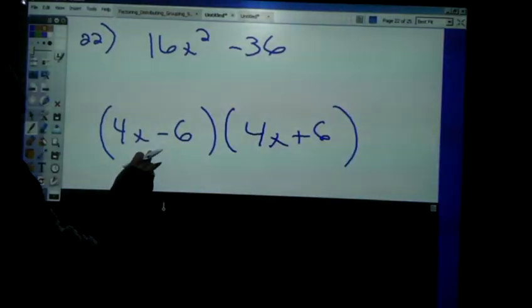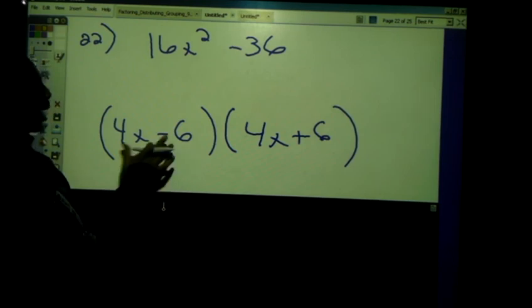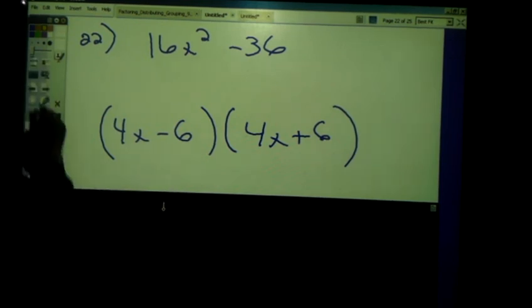So the answer is the square root of 16x squared, which is 4x, minus the square root of this, which is 6, and then 4x plus 6. Final answer.